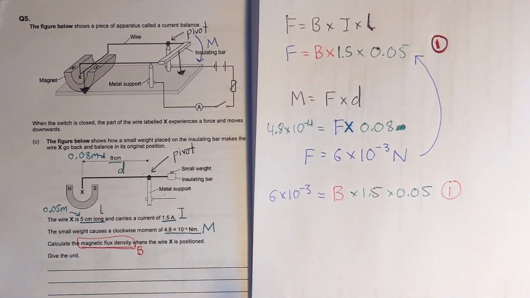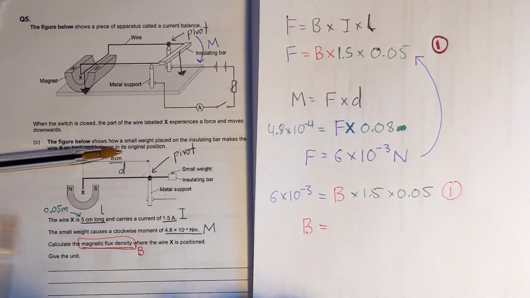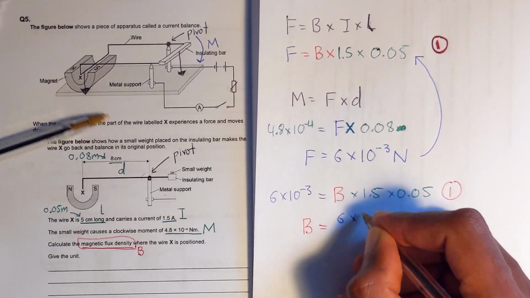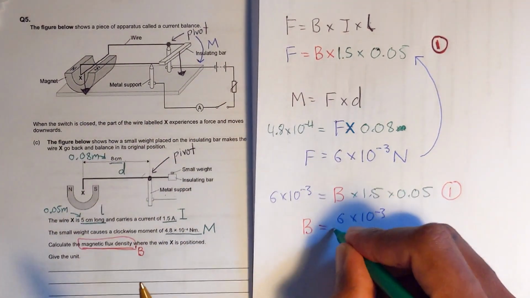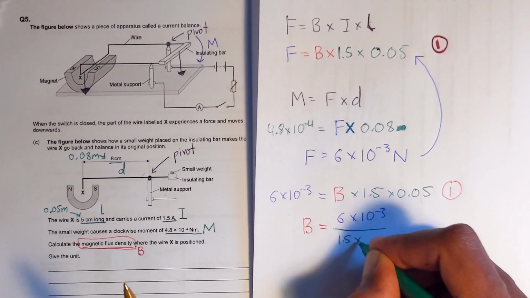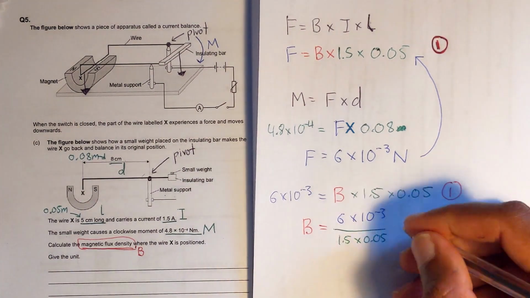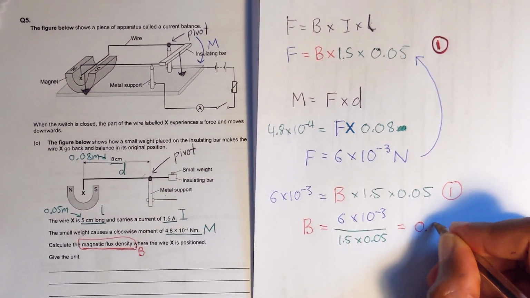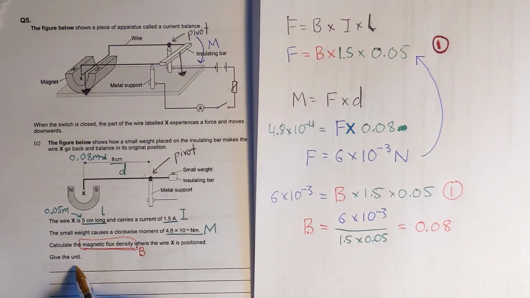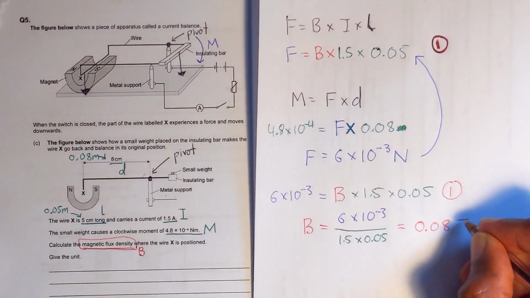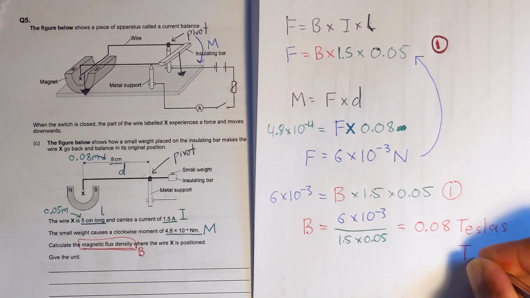Actually doing the maths though, over here, we've got our flux density B being equal to 6 times 10 to the minus 3 divided by 1.5 times 0.05, giving you a final answer of 0.08. However, the question does say give the unit, and that's why you need to remember to write Teslas at the end of your answers, or T for short.